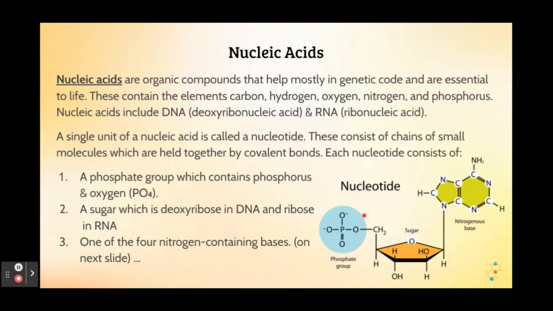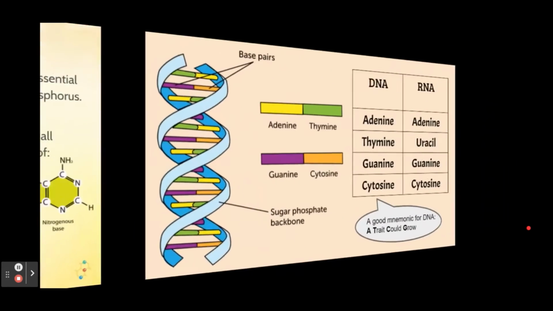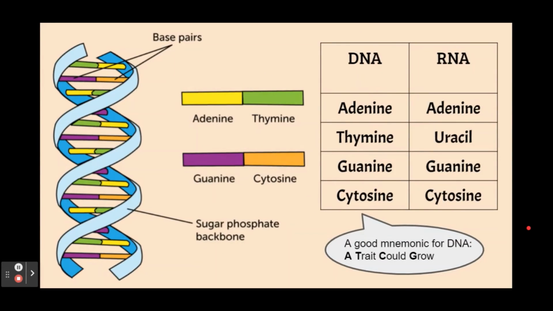So here's just a picture showing that. Every nucleotide has a phosphate group, a sugar, and a nitrogenous base. This is what I was talking about, the 4 bases. We have adenine, thymine, guanine, and cytosine. They are paired together, and together they make a sugar-phosphate backbone. Adenine always pairs with thymine, and guanine always pairs with cytosine.